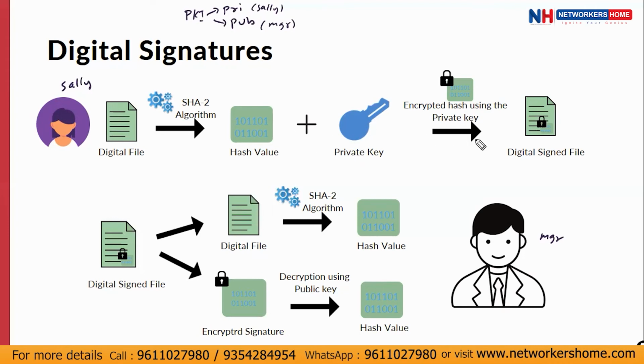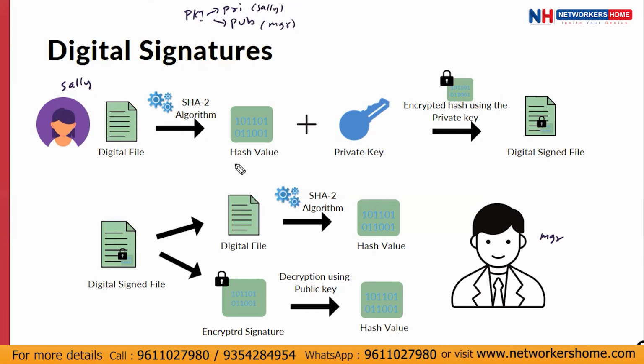And what resultant do we have? A digital file and a stamp. What is that stamp? The encrypted hash value. Understand? What result do we have? We have the digital file and the hash value, and that hash value is encrypted with what? Private key. We call this a digitally signed file. Understand? Now Sally will send this file to the manager.